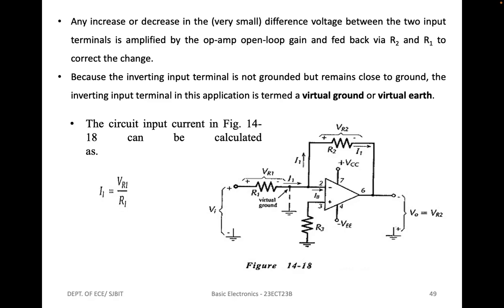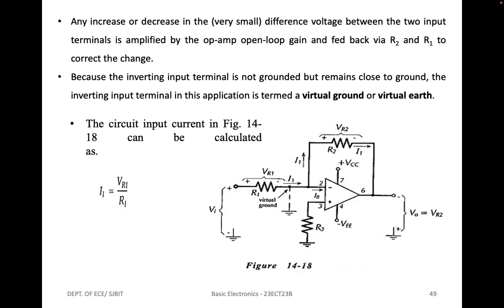So any increase or decrease in the difference voltage between the two input terminals is amplified by the op-amp open loop gain and fed back via R2 and R1 to correct the change. Because the inverting input terminal is not grounded but remains close to ground, the inverting input terminal in this application is termed a virtual ground or virtual earth.